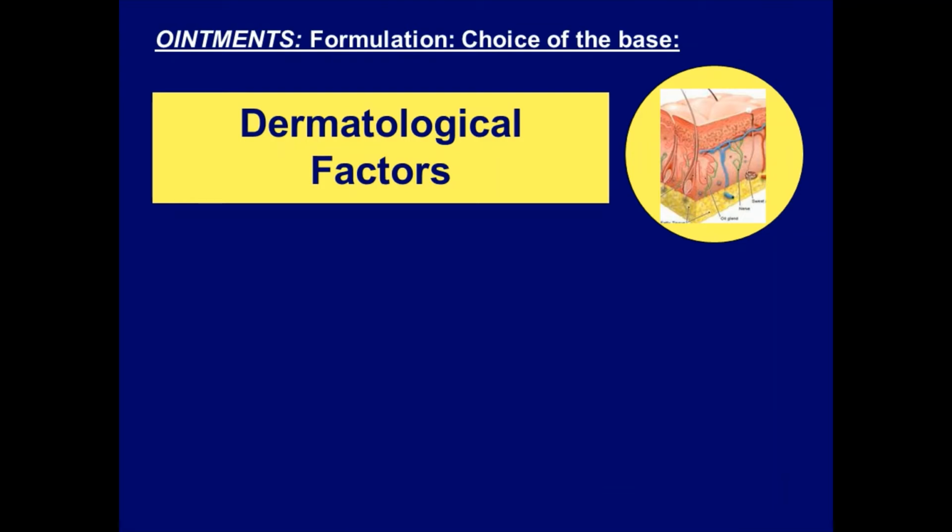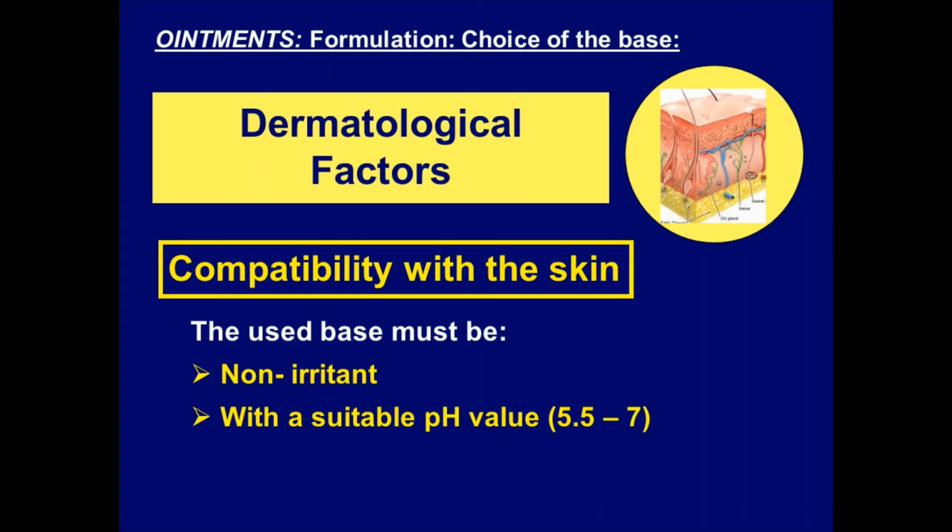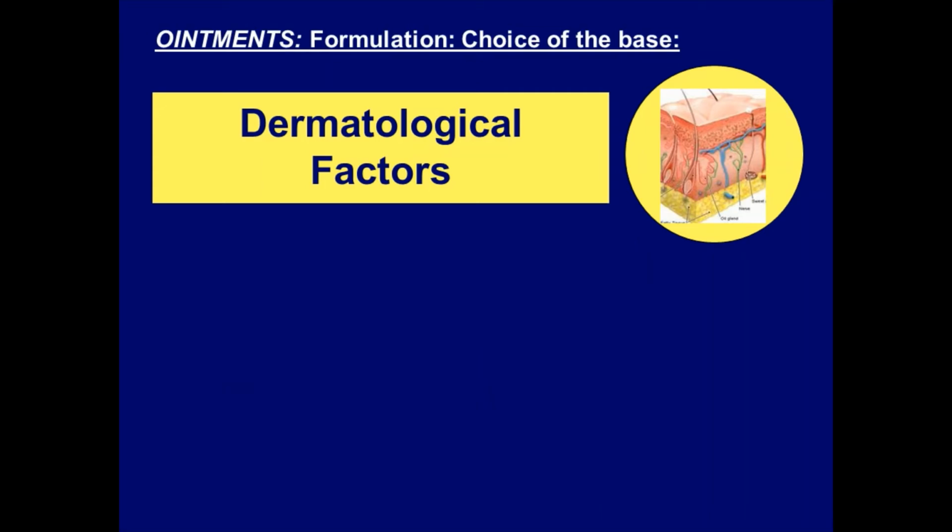First, dermatological factors. Dermatological factors that can affect the choice of ointment base are compatibility with the skin. Of course, the chosen base should be compatible with the skin. The used base must be non-irritant with a suitable pH value. We said before, suitable pH value for creams is from 4 to 7. Optimum is 5.5. So we are talking in the same range of pH value.